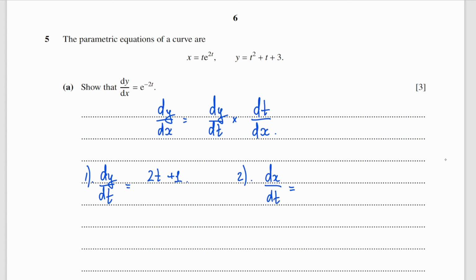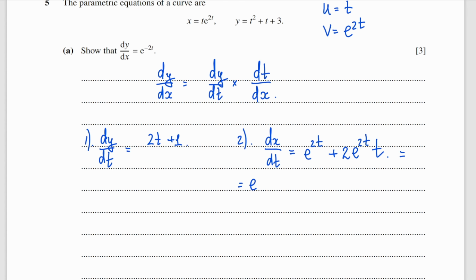That is going to be the product rule, u derivative v plus v derivative u. Let's say u is going to be t, v is going to be e to the power of 2t. So first term, t derivative is 1 times v, get e to the power of 2t. Next, plus derivative of e to the power of 2t is going to be e to the power of 2t times 2, because of the chain rule, and multiply by u, which is t. Next step, let's take e to the power of 2t out. And in our formula, we actually have dt over dx. So let's flip it over.